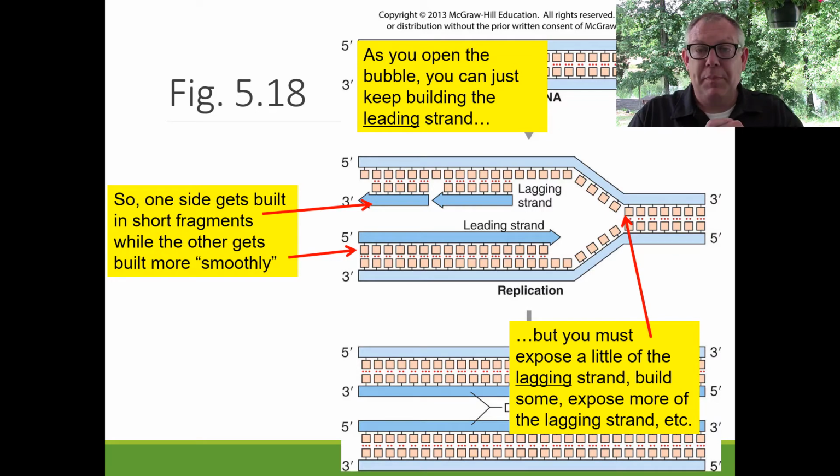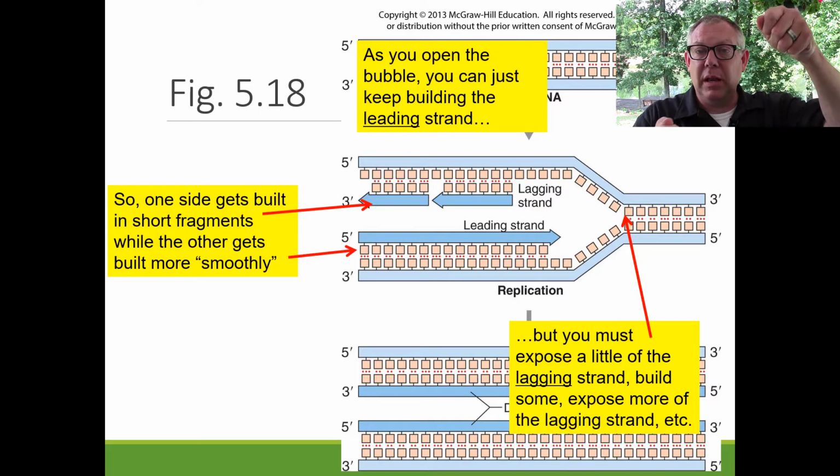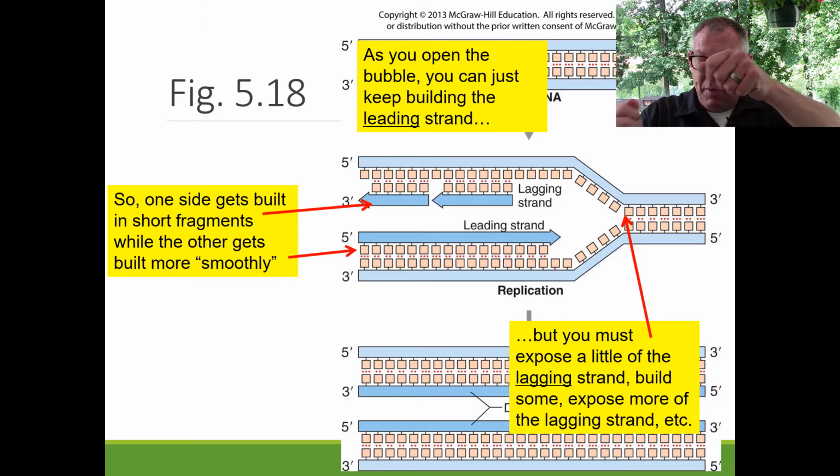And so as you open up the bubble, as that bubble gets bigger, you can see that replication fork, that's where we're separating the strands. That leading strand, you can just keep trucking. As you open it up and unzip it, that leading strand just keeps going because it's going 5' to 3'. There's no reason to stop. But in that lagging strand, you have to build in the other direction.